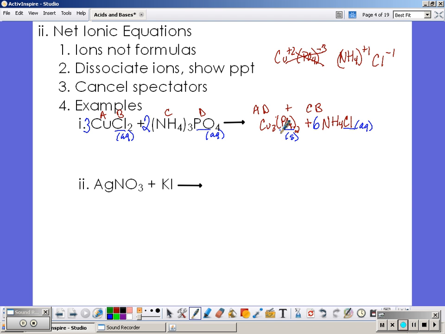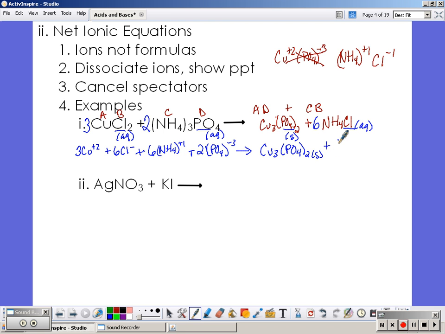So I'm going to take all of my things that are aqueous and break them up into the ions. So I have 3 Cu plus 2 and 6 Cl minus, plus, again, break up your aqueous, 6 NH4 plus 1 and 2 PO4 minus 3. That's going to turn into my solid. Now you can't break apart a solid, so you just copy that down.